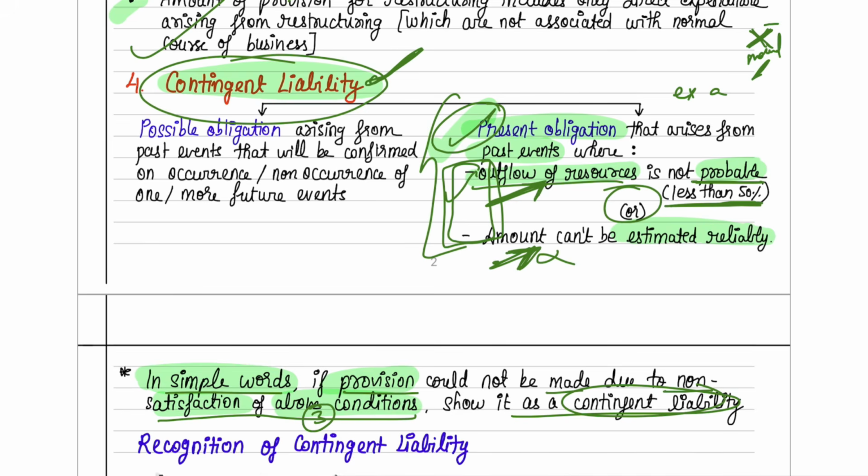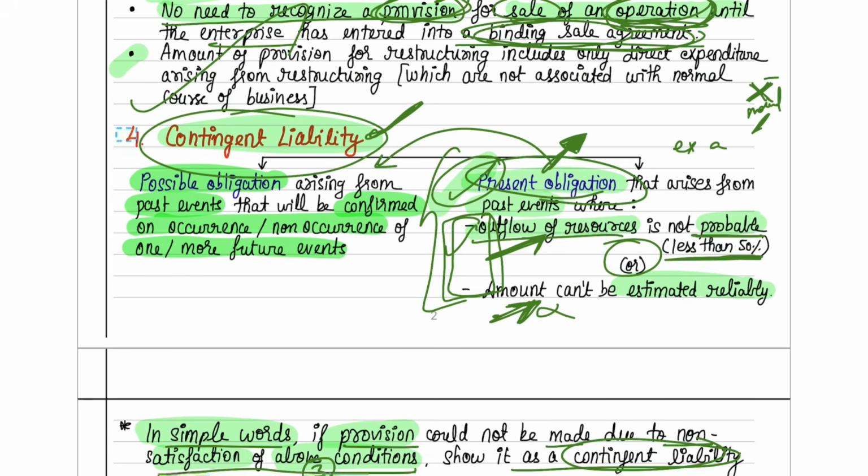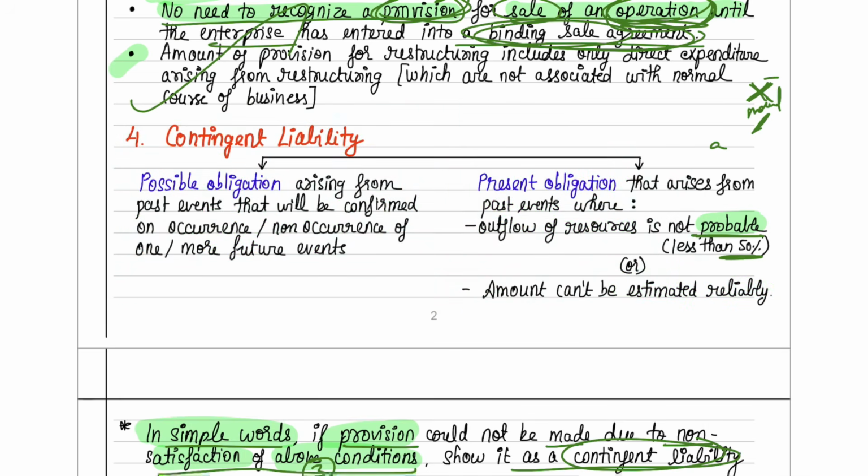The second case is where there is a possible obligation, that means the first condition itself, a present obligation, is not being met. Here they are saying there is a possible obligation arising from past events. In simple terms, the difference between present obligation and possible obligation: probable means you have more than 50% chance. Here possible means the chances are more than 10% but less than or equal to 50%. So there are going to be three terms used here.